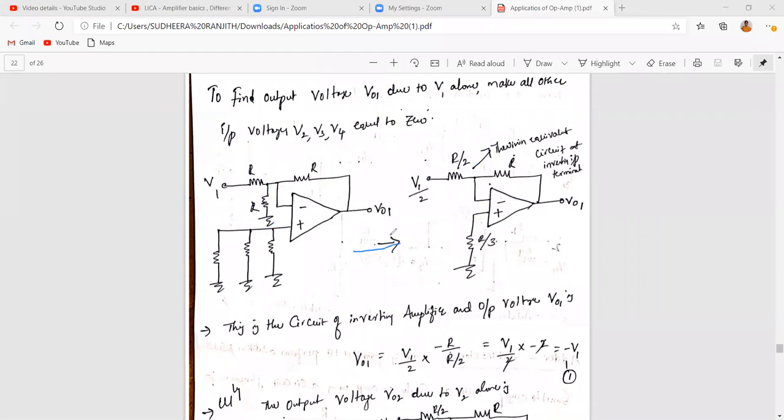So then the circuit is converted like this. Here these three resistances are in parallel and these two resistances are parallel. So R by 2 we are getting, R by 3 we are getting, and the input voltage at this point becomes V1 by 2. Now, how does it look?